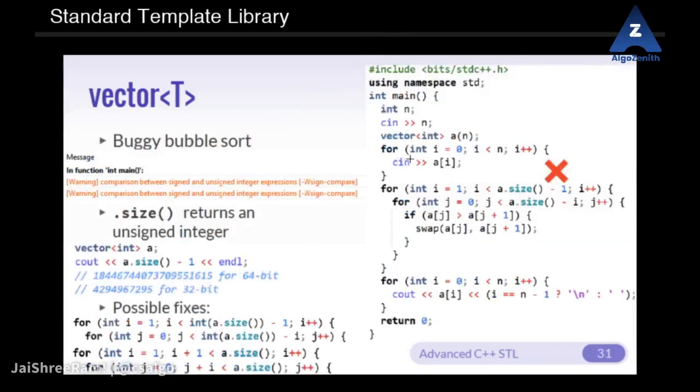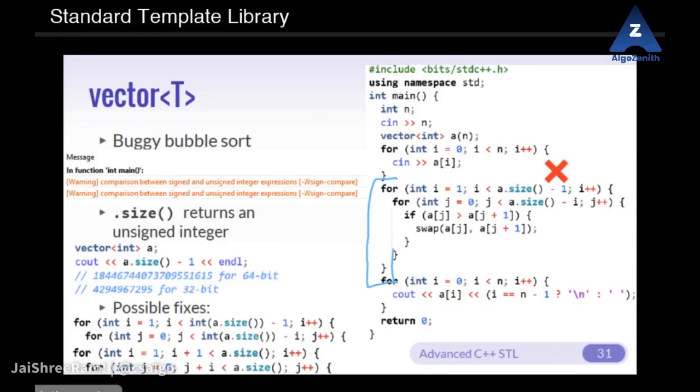So let's have a quick look at this portion of the code over here. This is a bubble sort code where you take the array, write a bubble sort algorithm, and then print the array. Okay. Now there is something wrong in this code. Can you detect what?